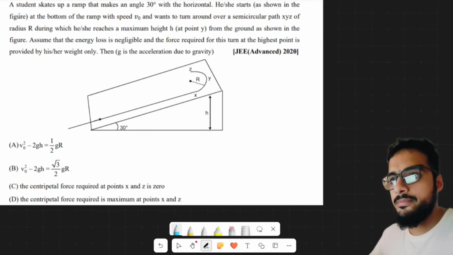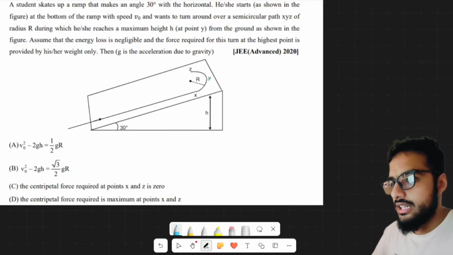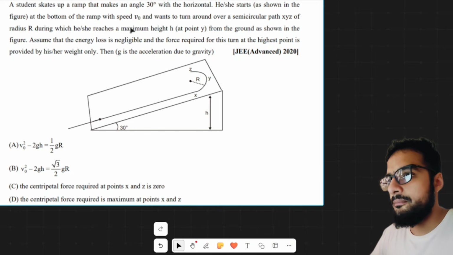We have our first question from Work Energy Power, and let's see how to solve this problem. We have been given a student skates up a ramp. This ramp has been skated by the student in this trajectory. We can see the trajectory that is made here, this line basically. And the inclination is 30 degrees with the horizontal.